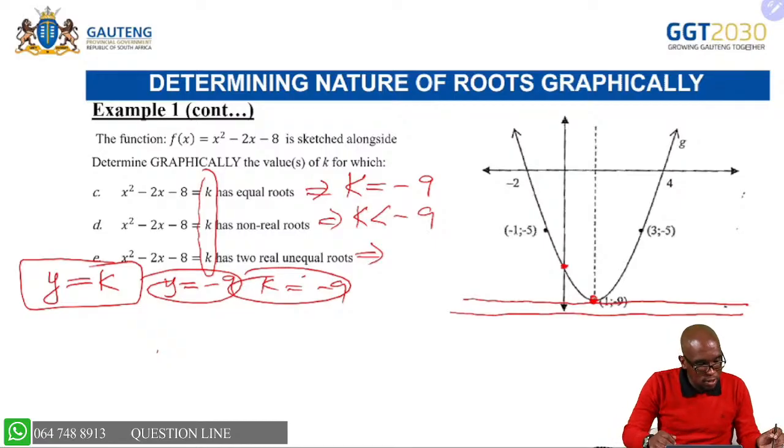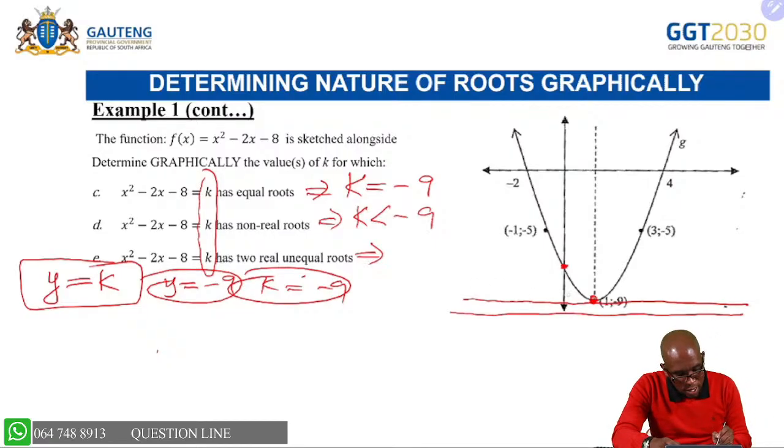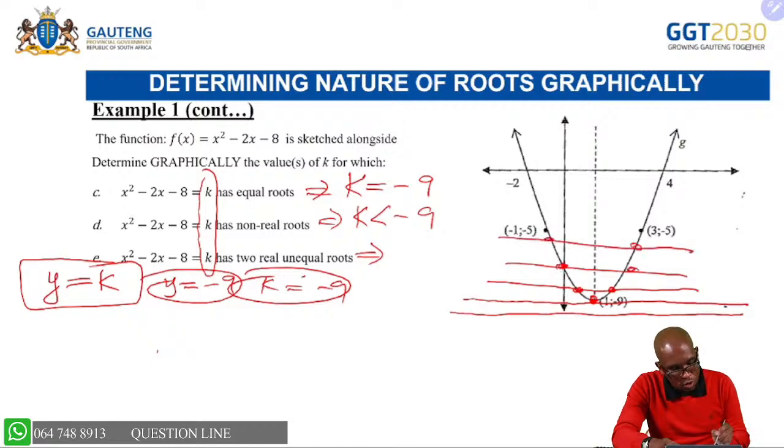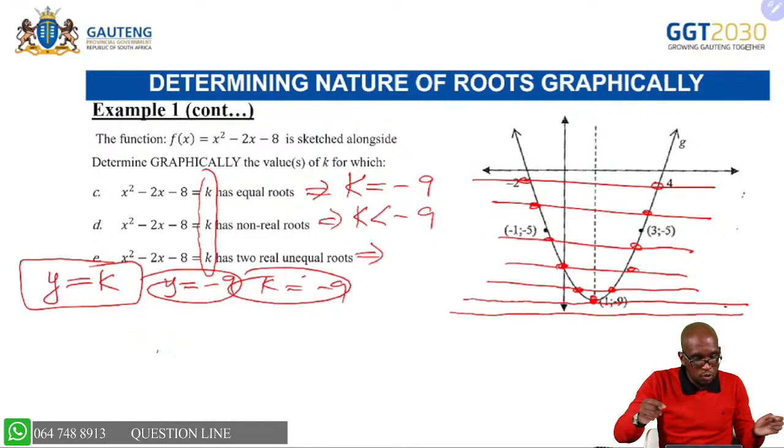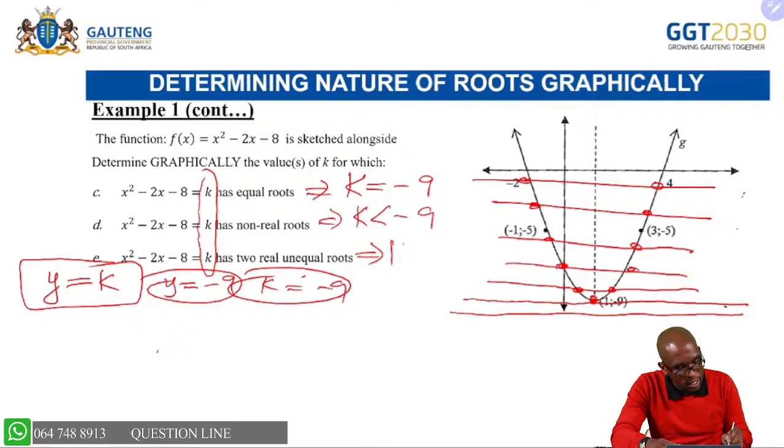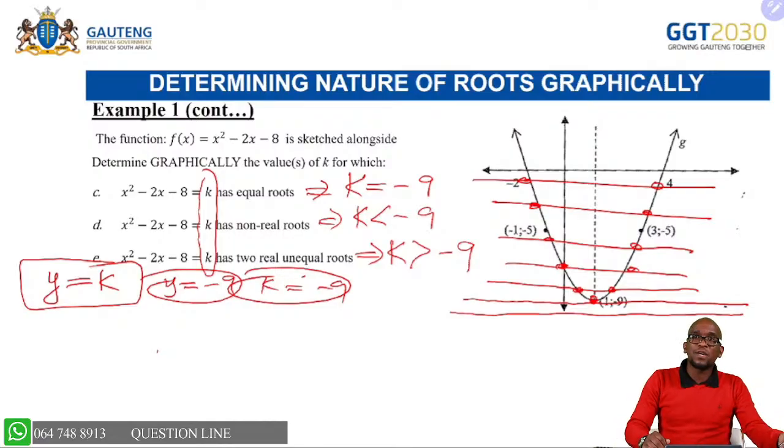However, if I want to have two unequal roots, if I start now and move the line up, you check here, the line cuts twice. Anywhere as I go up, the line is cutting twice, which means I have two roots that are not equal, but that occurs when k is greater than minus 9. So that is basically what we have here, grade 12s.